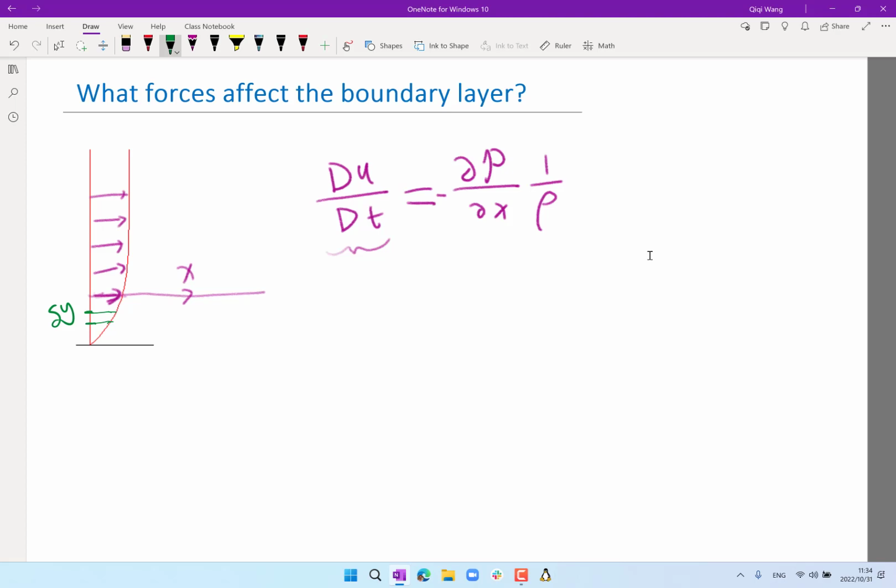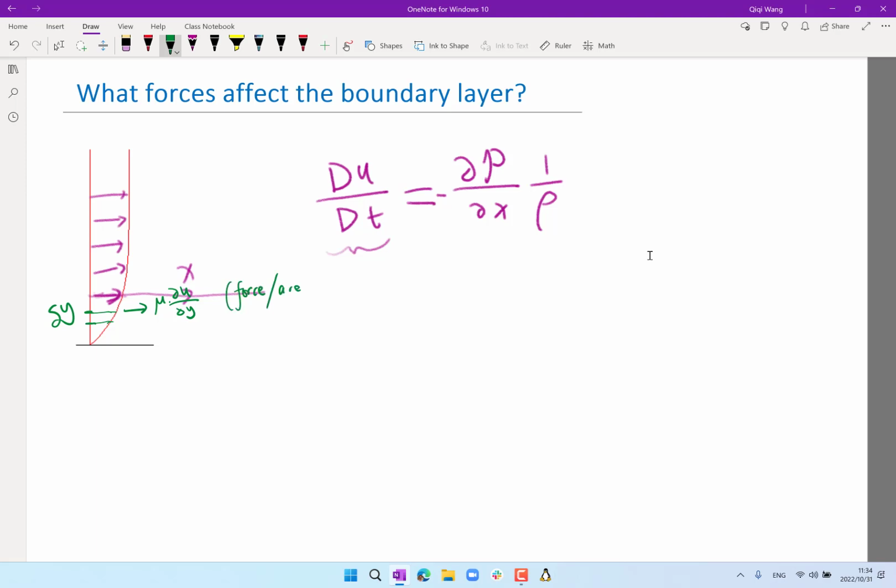Because the flow above it tries to bring the velocity in the stream tube to the same speed as the flow above it, right? So basically we get a positive viscous force. So that's mu times du dy, and that's a force. Again, that's a force per area, right?